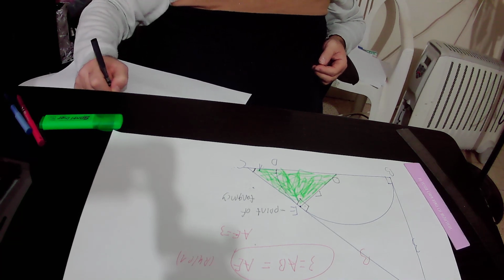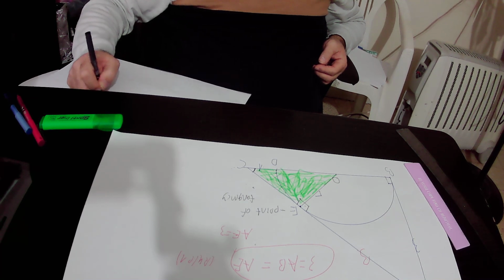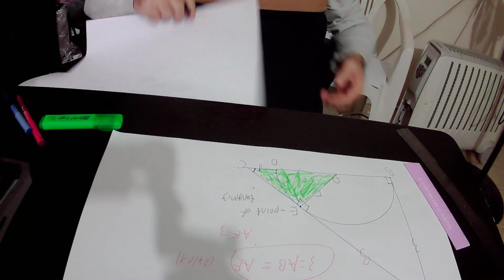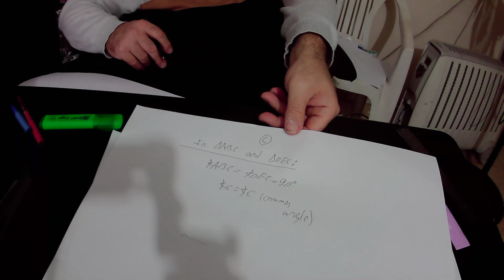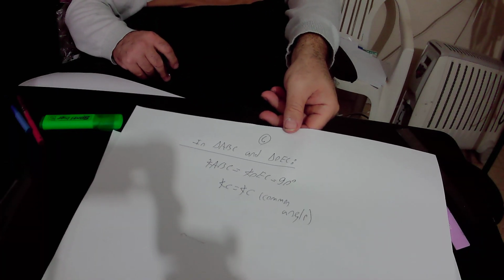Okay? I will repeat again. Angle C equals angle C. It's a common angle that belongs to both triangles.